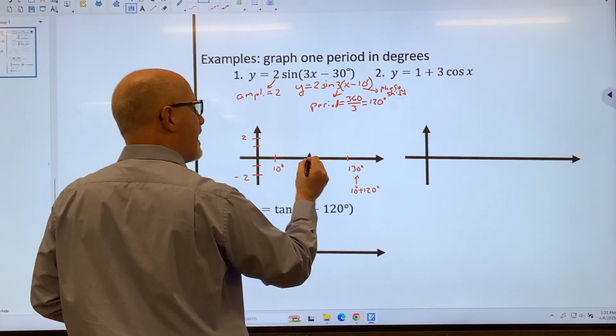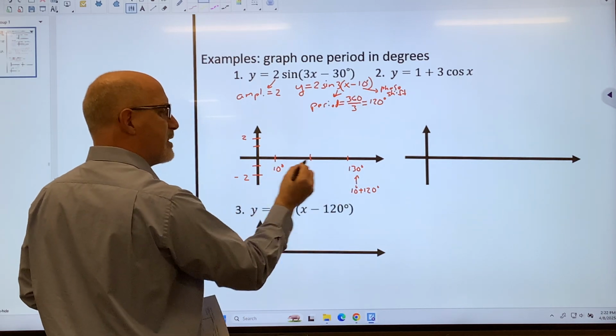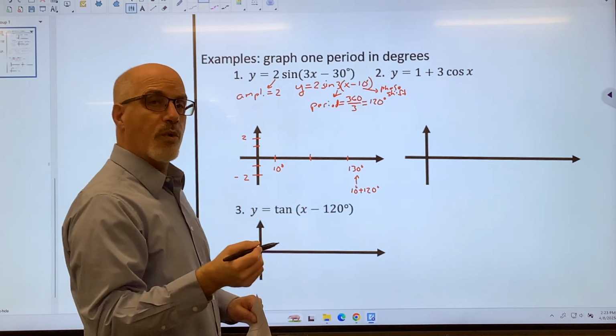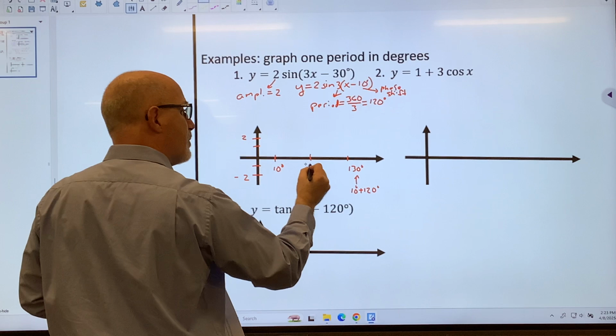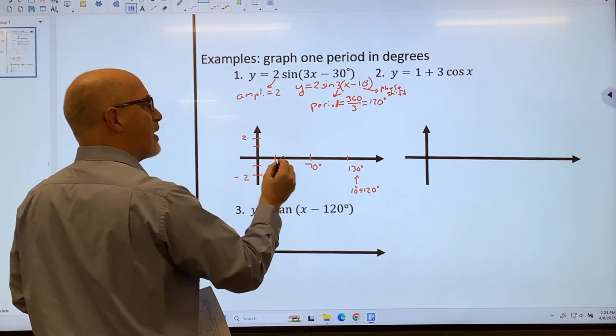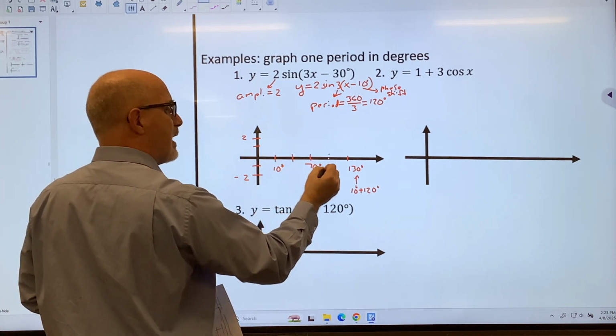Now I'm going to split that in half. We do that by averaging. 10 plus 130 is 140. Divided by 2 is 70 degrees. You then split these two in half.